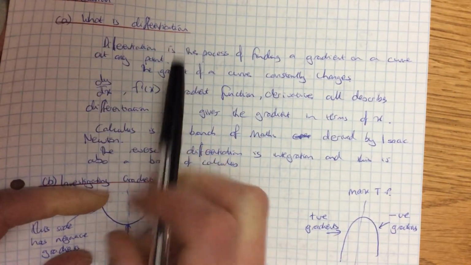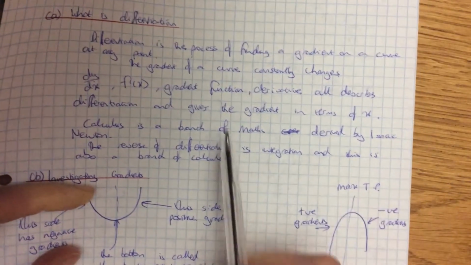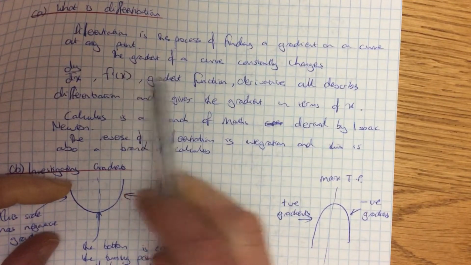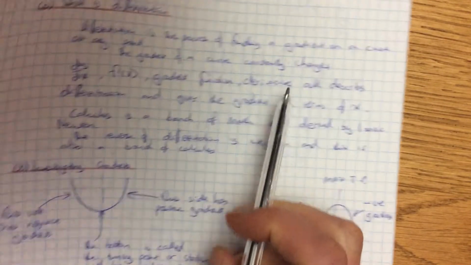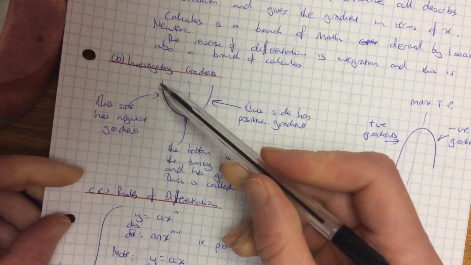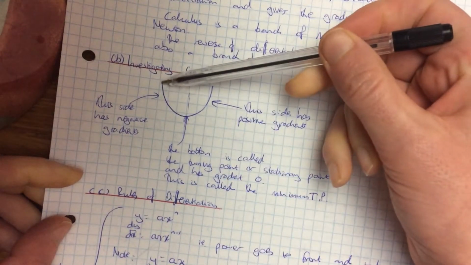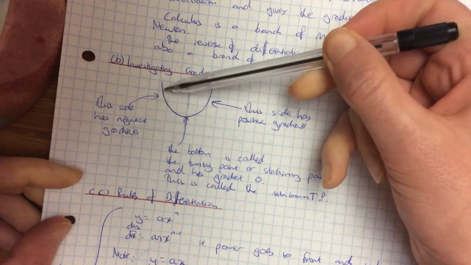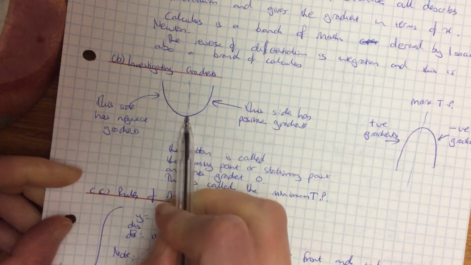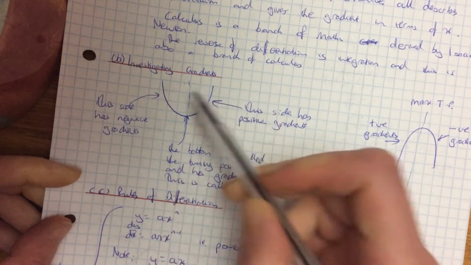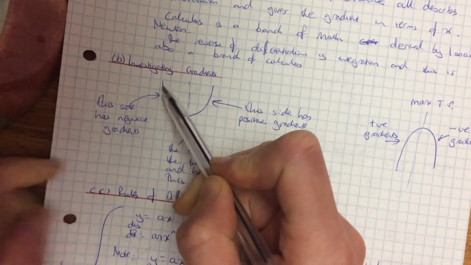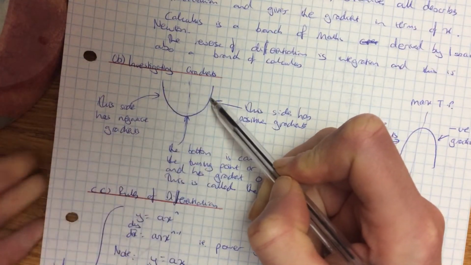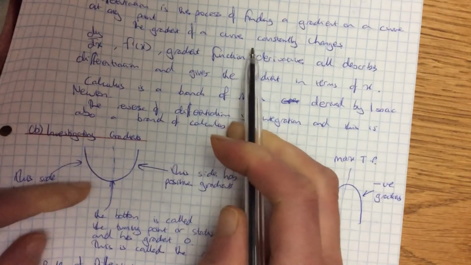So what is differentiation? Differentiation is the process of finding a gradient on a curve at any point. The gradient on a curve constantly changes. Now, I want you to think of this for a second or two. If you look at this curve here, on this side of it, the curve is going down, so the gradient is going down. Then it stops, and then the gradient starts to go up. So you can see on the curve here, it's going to be a negative gradient, whereas over here, it's a positive gradient. So the gradient always changes on a curve.